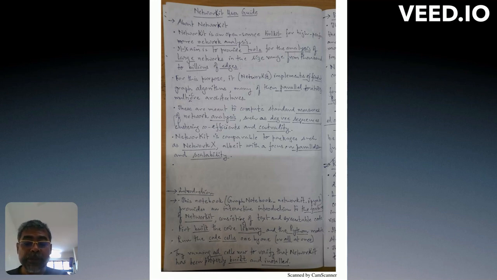NetworKit is an open source toolkit for high performance network analysis. It's aimed to provide tools for the analysis of large networks in the size range from thousands to billions of edges. For this purpose, NetworKit implements efficient graph algorithms, many of them parallel to utilize multi-core architectures. They are meant to compute standard measures of network analysis such as degree sequences, clustering coefficients, and centrality. NetworKit is comparable to packages such as NetworkX, albeit with a focus on parallelism and scalability.